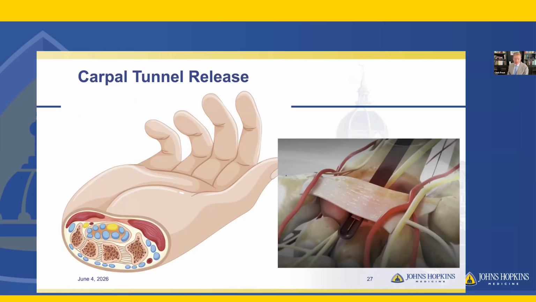This is what an endoscopic release looks like, schematically. On the right, you can see what that special blade looks like. There's a camera there and we see that ligament, and then that blade comes up and we divide the ligament.